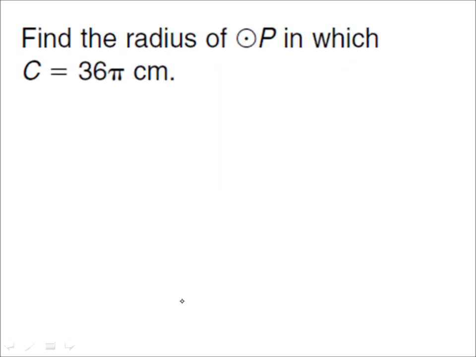Find the radius of circle P in which the circumference is 36 pi centimeters. Well, there's two ways of looking at the circumference, right? The circumference is equal to either the diameter times pi, or we customarily write it as 2 pi r. Of course, we're noticing that in this we have a 2 and an r, and 2 times the radius is the diameter. So you can see they're saying the exact same thing.